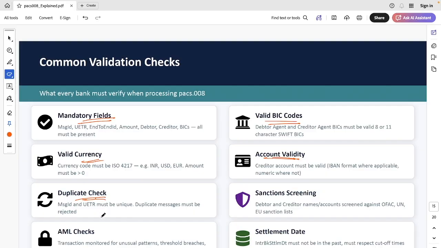It also performs sanction screening and AML checks. If the name matches a sanctioned person or a suspicious pattern, the payment may go to a hold or a manual review queue. Settlement date is also validated. You cannot simply settle on a holiday or in the past if the system does not allow it. So these validations are very useful for preparing the test cases.